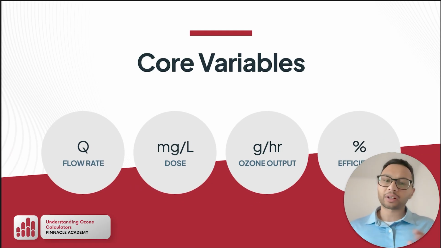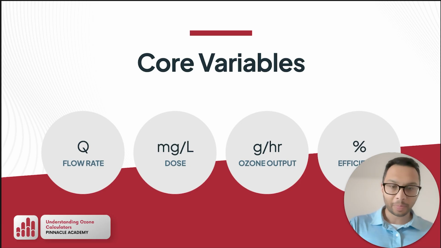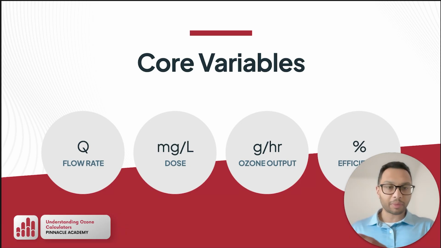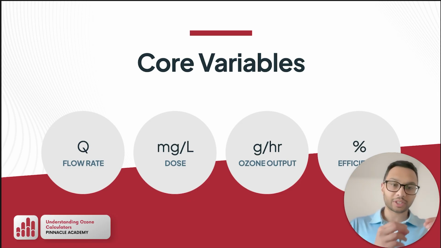So let's break it down even further. The core variables. From an engineering perspective, there are basically four main variables. You have the flow rate, which is your hydraulic loading. Typically, this is measured in gallons per minute or meters cubed per hour or liters per minute. Then you have dose, which is the amount of ozone applied per volume, normally measured in milligrams per liter. You have the ozone output, which is what the ozone generator must produce, in grams per hour or pounds per day.